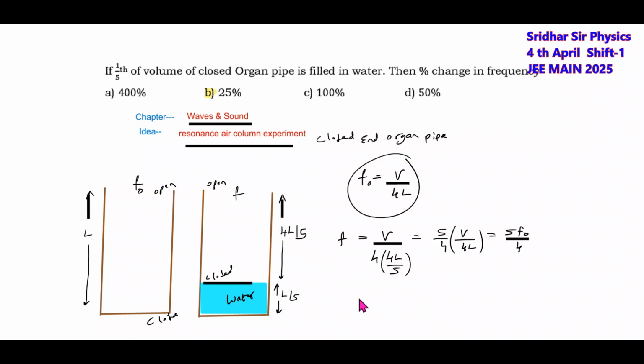The percentage change is asked, so it will be f minus f0 by f0, which is 5f0 by 4 minus f0 by f0. So this will be 1 by 4, 0.25 multiplied by 100, which is 25%. Small idea. I'll move to the next question.